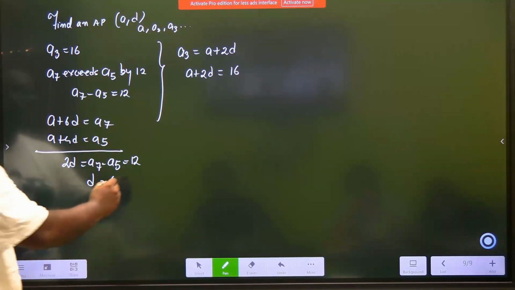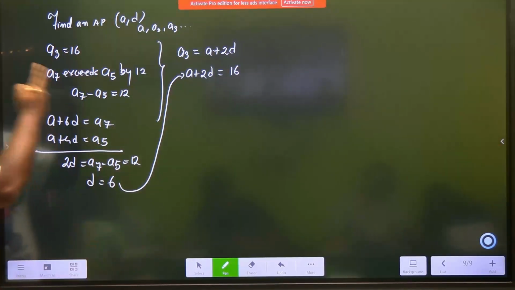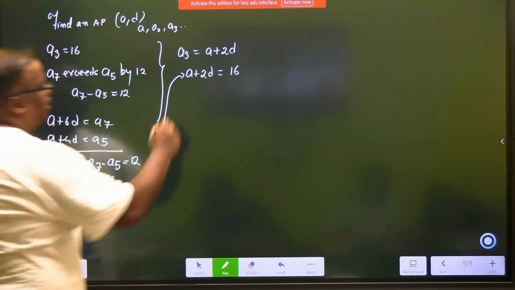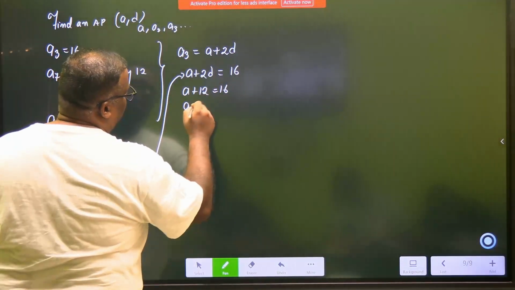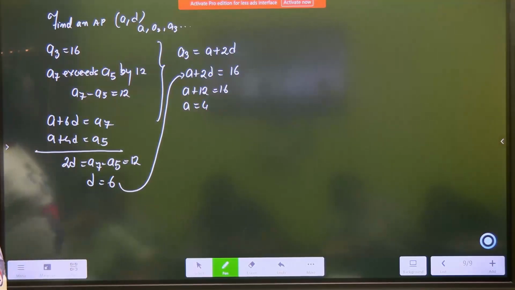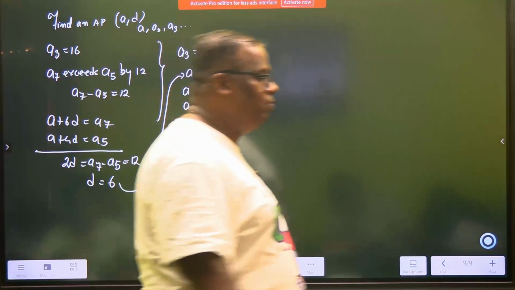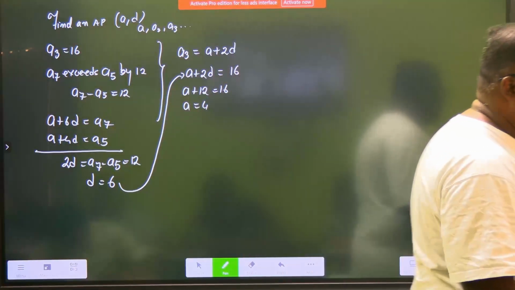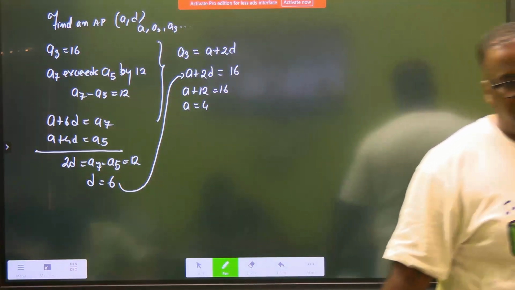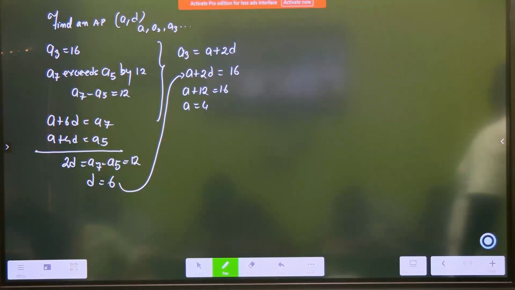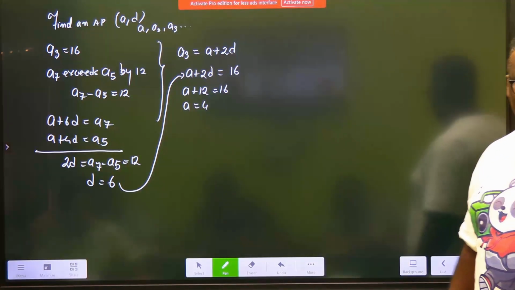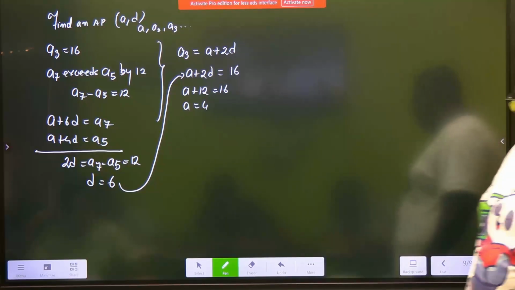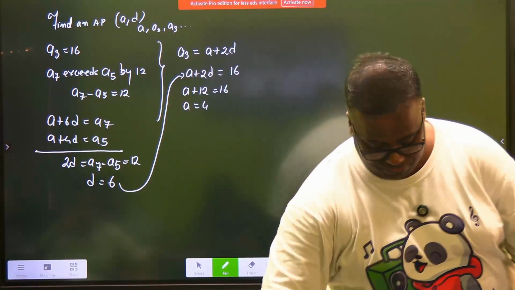If D is 6, punch it here or anywhere you can. So it becomes A plus 12 is equal to 16, so A is equal to 4. Now can you populate the series? It will be 4, 10, 16, 22, and so on. By the way, don't draw arrows in the exam. Write 'substituting the value there'. If you draw arrows, the madam will also give you arrows, and life will be finished.